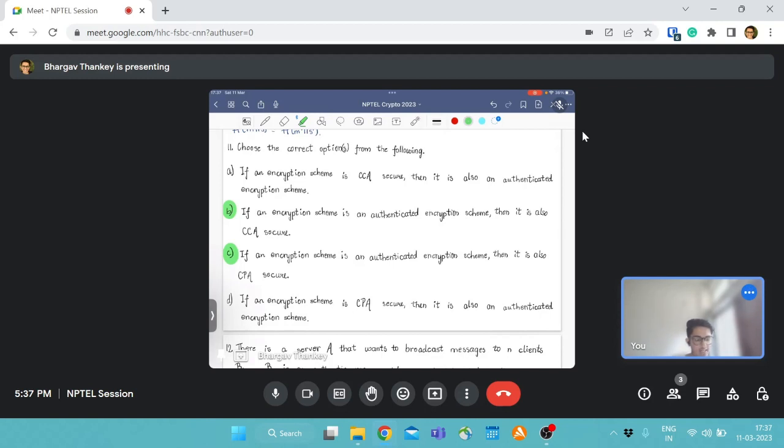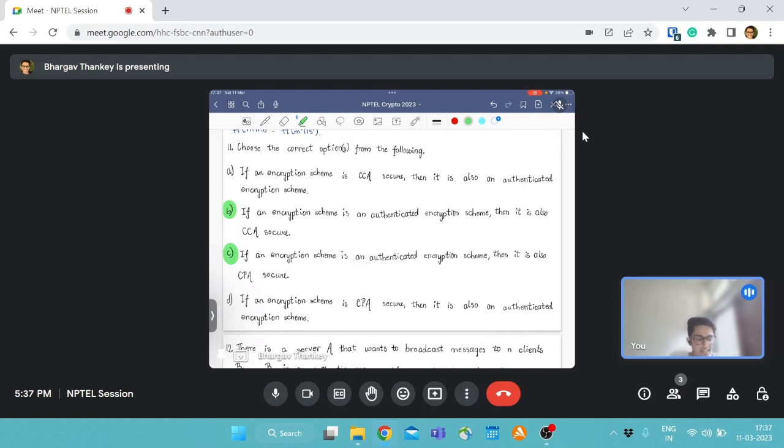What about B? An encryption scheme which is an authenticated encryption scheme is also CCA secure. This is true because a scheme is an authenticated encryption scheme if and only if it's CCA secure and has ciphertext unforgeability. So B is correct. Now we already know that if a scheme is CCA secure, it's also CPA secure. This we saw a long while back. So if a scheme is an authenticated encryption scheme, it is CCA secure, and since it's CCA secure, it's also CPA secure. So C is also correct.